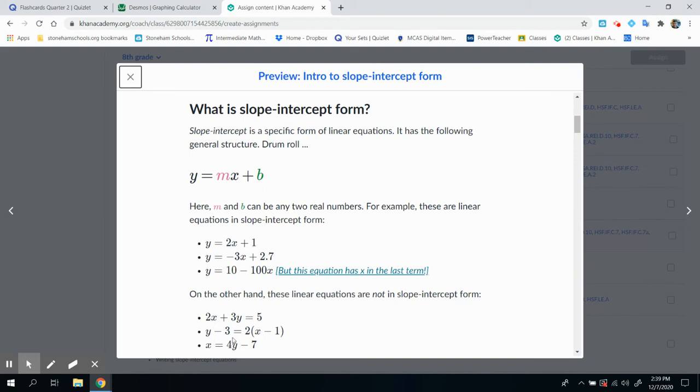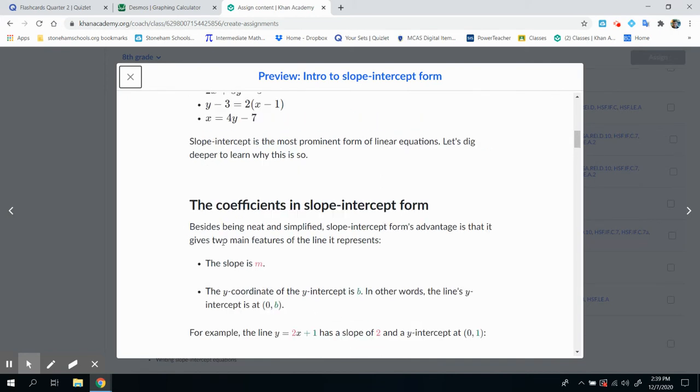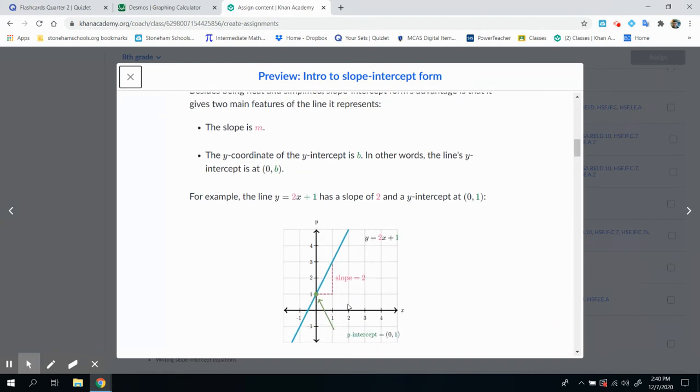These are not slope-intercept forms. These would be non-examples. It's not x equals, and you're not going to see parentheses. All of them have to be y equals. So the slope is m, and the y-intercept is b. So the y-intercept is (0, b) for the coordinate. And so the b value is the y-intercept.